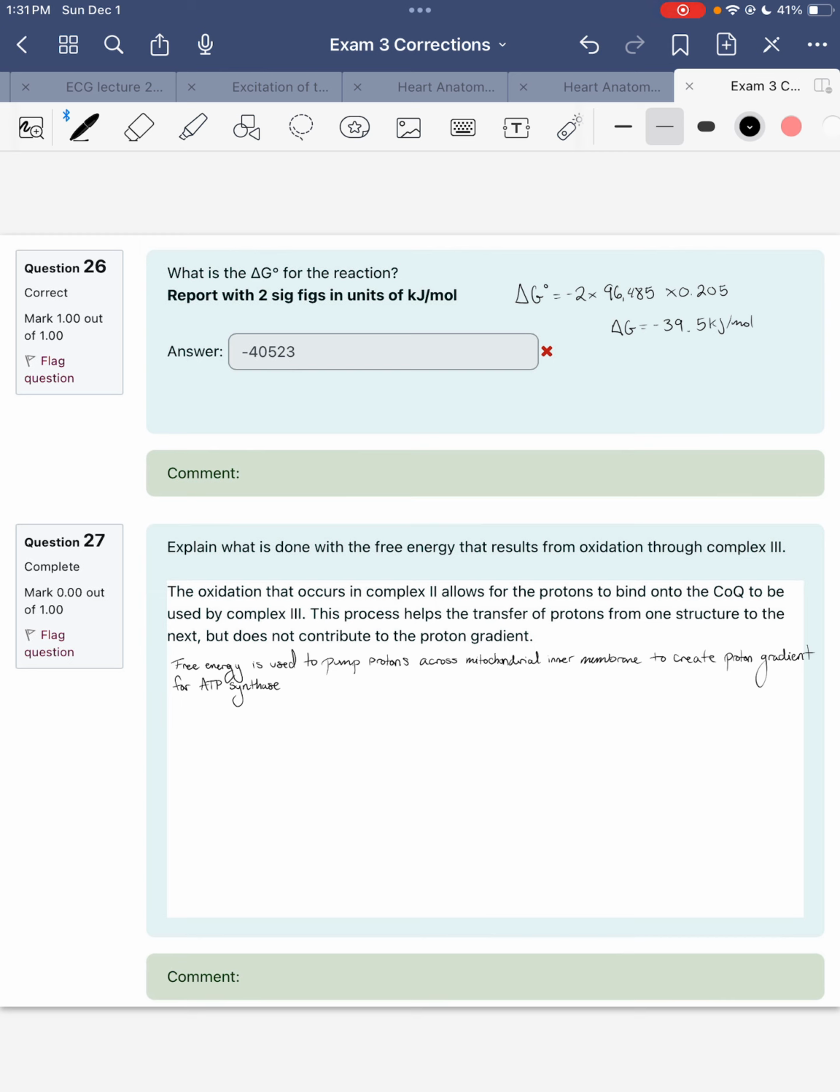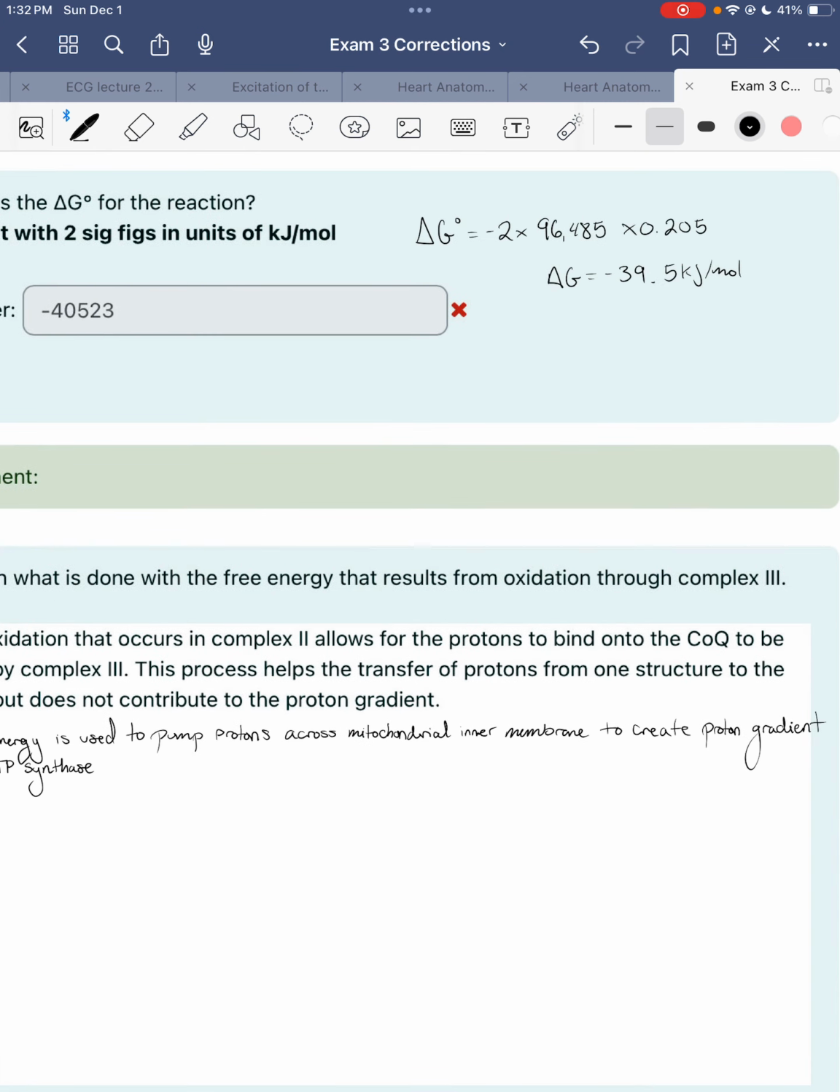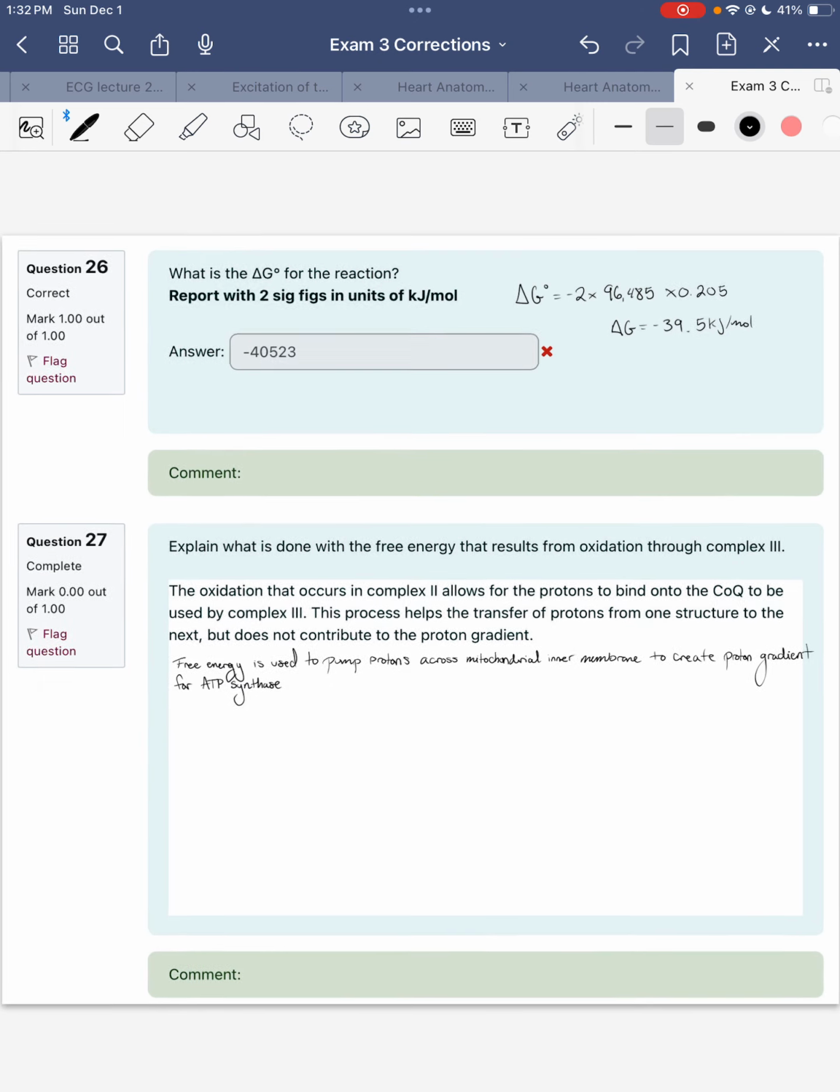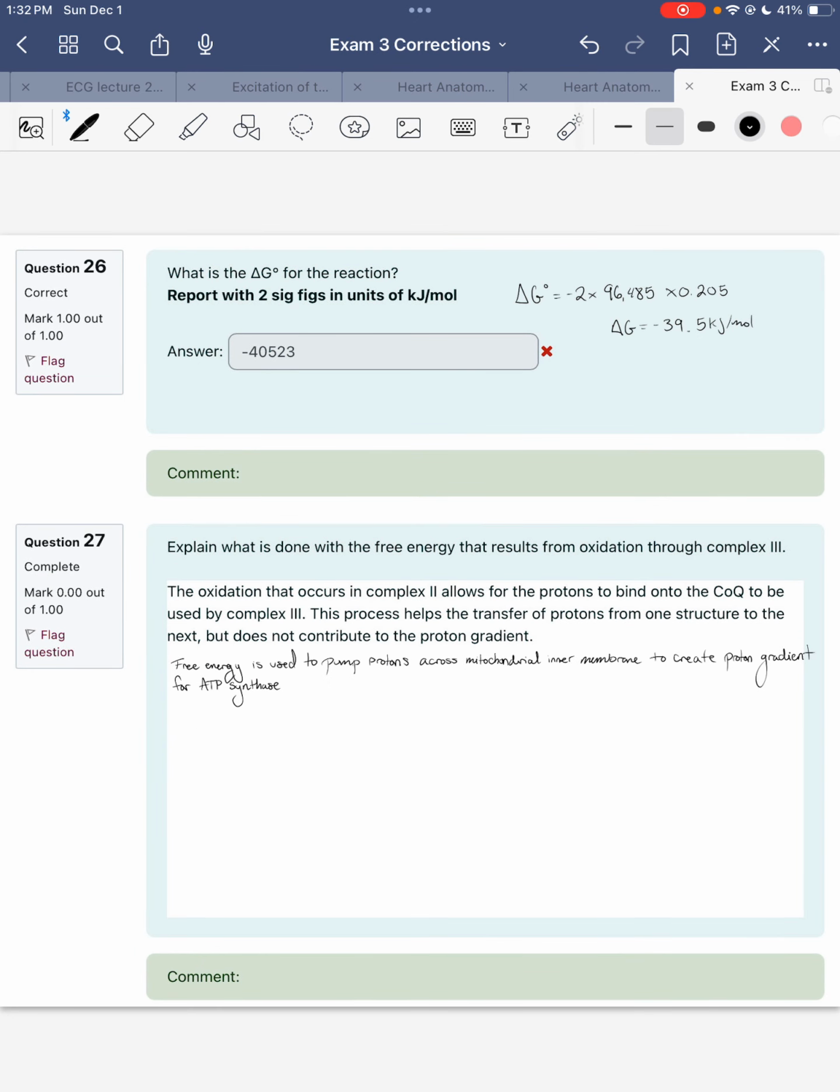Here, for 26, the correct answer should be 39.5 kilojoules per mole. I don't really know what I was doing, but you take -2 electrons, the Faraday's constant, and then our number for the next reaction. For 27, the free energy is used to pump protons across the mitochondrial inner membrane to create a proton gradient for the ATP synthase. Very brief explanation, but that's exactly what complex 3 is doing in the system.